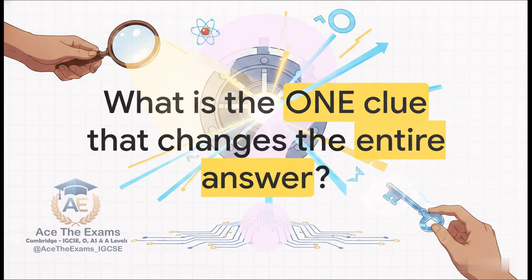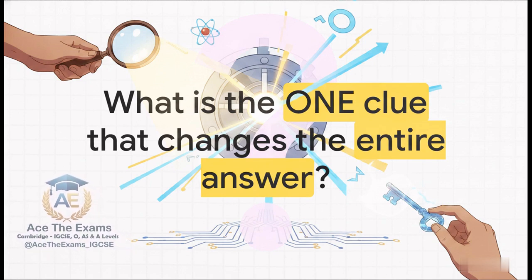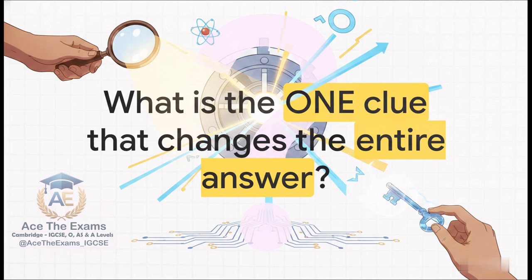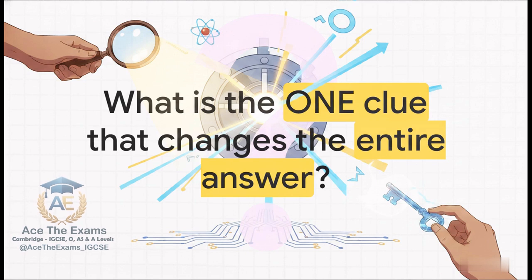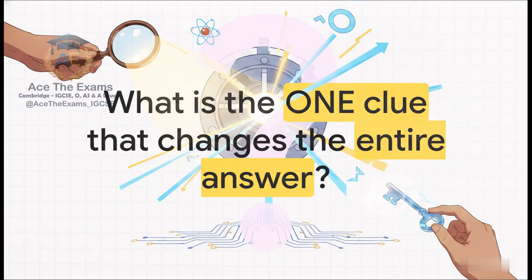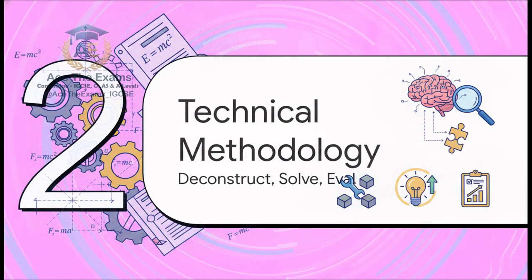Okay, so we've laid the groundwork, but I've got a secret to share. In just a bit, I'm going to show you the one specific examiner clue that changes your answer completely. If you miss it, honestly, your perfect physics knowledge won't save your grade. But first, to make that clue blindingly obvious to you, we need to set up the technical framework to apply it. Section 2. The technical methodology.